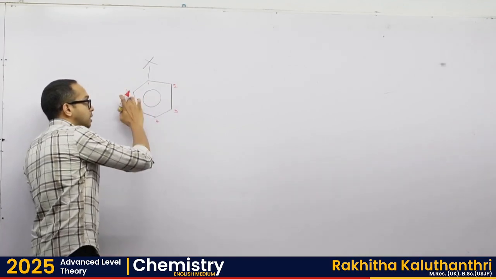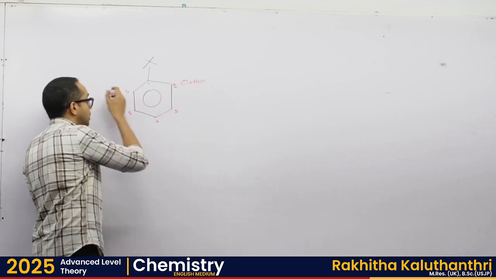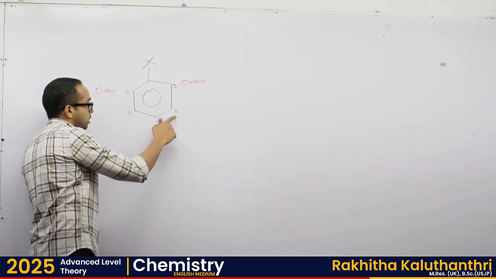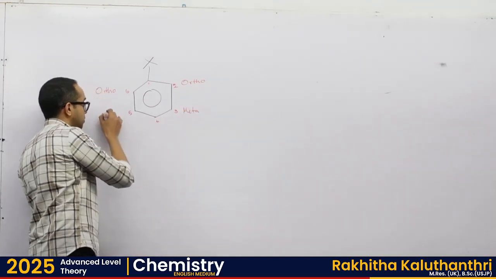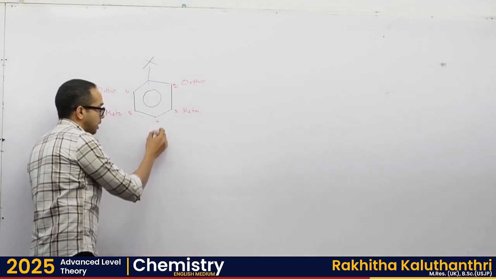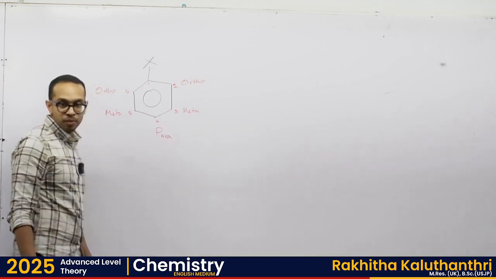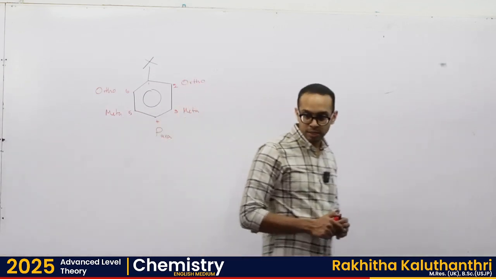The second and the sixth positions are referred to as ortho positions. These are ortho. Third and the fifth positions are referred to as meta positions. And the last position here is referred to as para position. Is that clear? We discussed this in the previous class as well briefly.